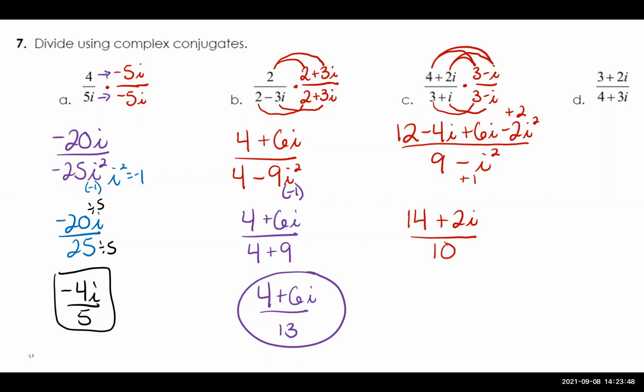The last thing is we need to reduce. We're going to look for anything that goes into 14, 2, and 10, which would be 2. So I'm going to divide each of these by 2 to reduce this fraction. So we'll get 7 plus i over 5.